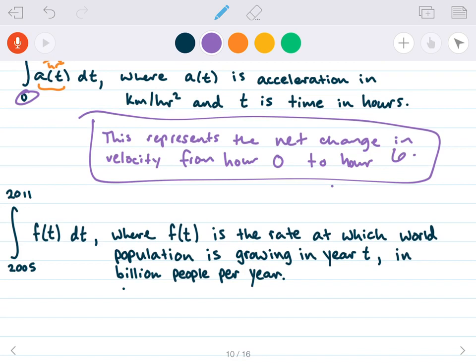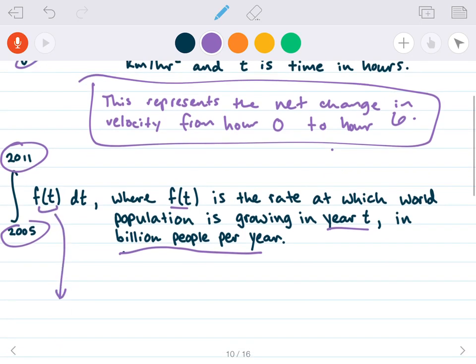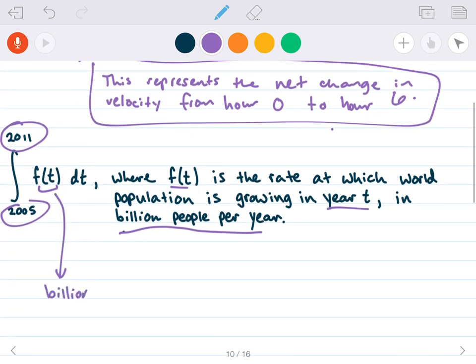Now, what about down here? This time we have the integral starting at 2005, ending at 2011. And f of t is the rate at which the world population is growing in year t. So we know time is in years, and f of t is in billion people per year. If we plug that in here, we have billions of people per year times the change in time. Well, the change in time is going to be in years, right? And so this is just going to be in billions of people.